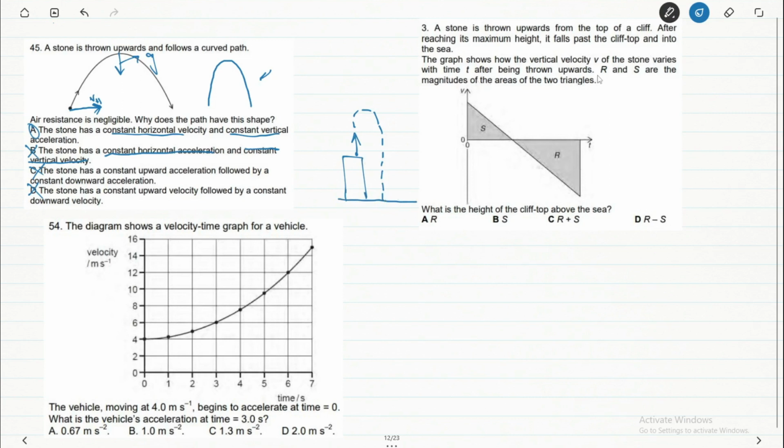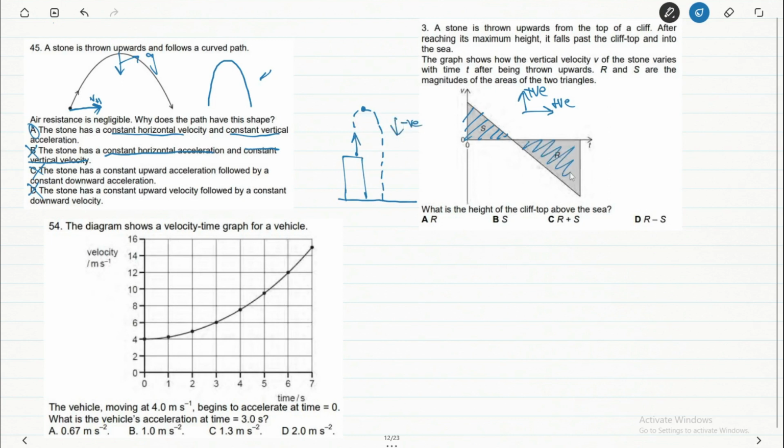The graph shows how the vertical velocity of the stone varies with time, where the upward direction is positive. So in these MCQs, when they don't tell you which direction is positive, you have to assume that the upward direction is positive and the right direction is positive. This velocity is still here, then at the max point it becomes 0 and starts to go downward because of the acceleration of gravity. So it becomes 0, and then it becomes negative because it's in the negative direction.